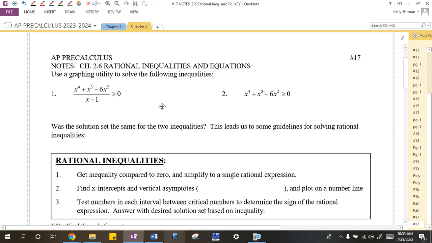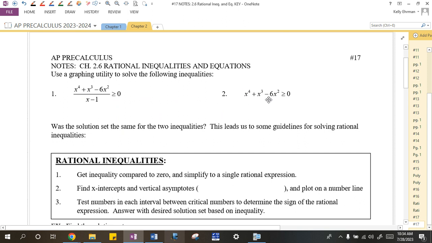All right, still in chapter 2.6, we're going to talk about rational inequalities and then rational equations. And I'm starting with inequalities first because we just got finished with rational expressions and simplifying those. And rational inequalities continue to work with those expressions. So we're going to do what we did for polynomial inequalities and just look at graphically what's happening.